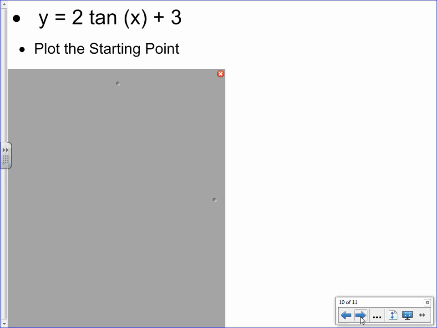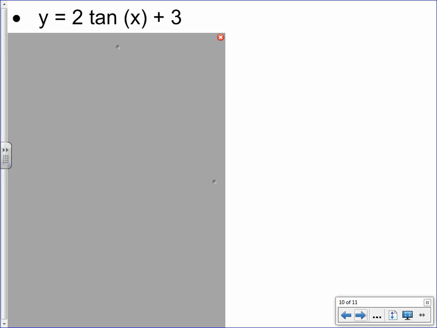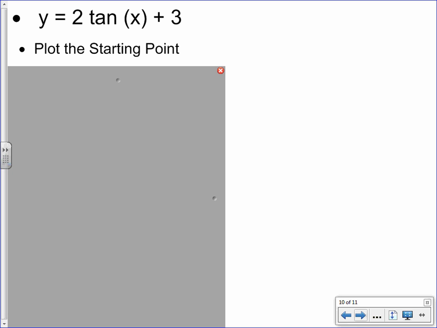So here's our example. The first thing we're going to do is plot the starting points. We find the starting point the same, C divided by B, comma, D. So Grant, what would our starting point be in this example?